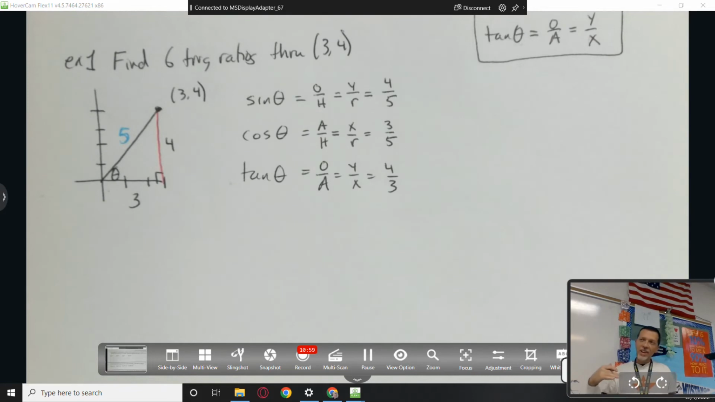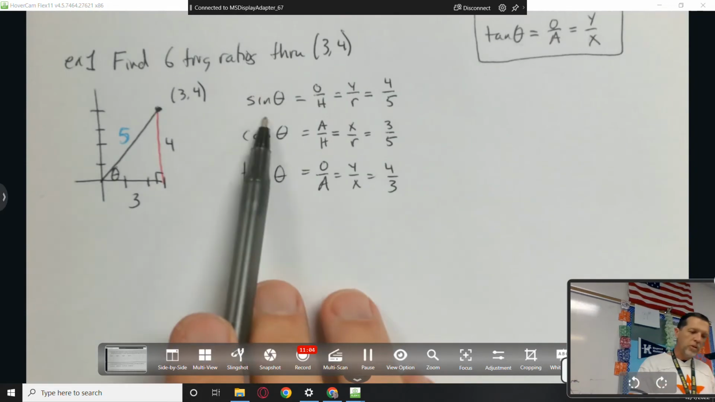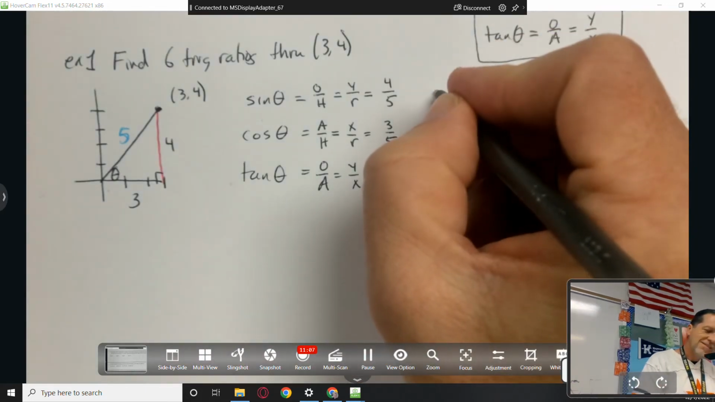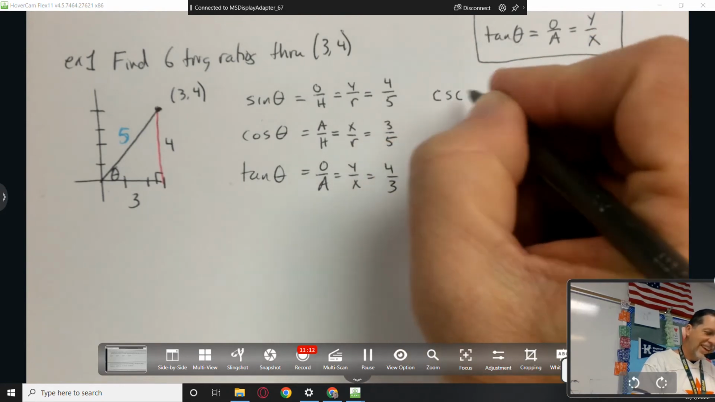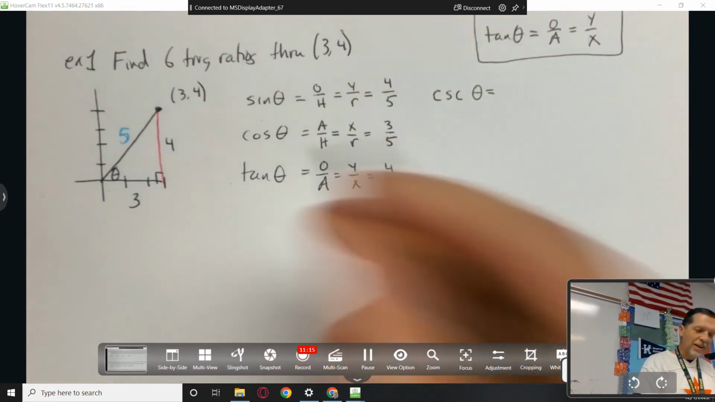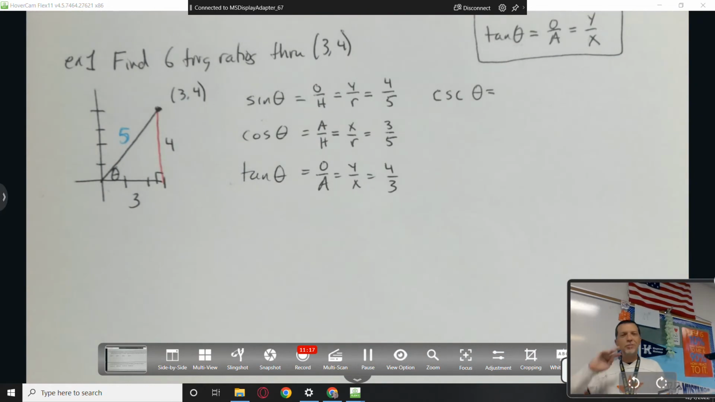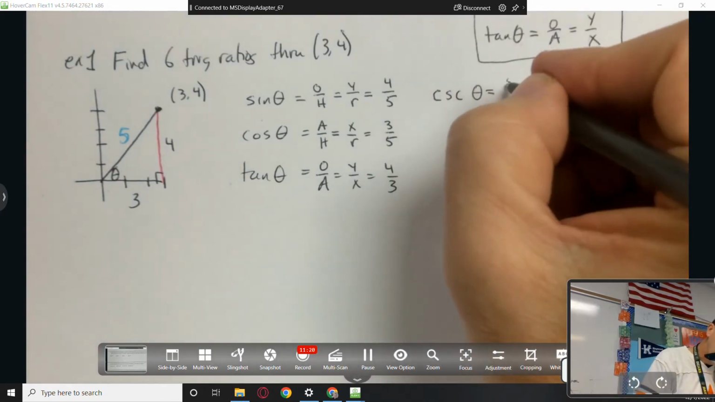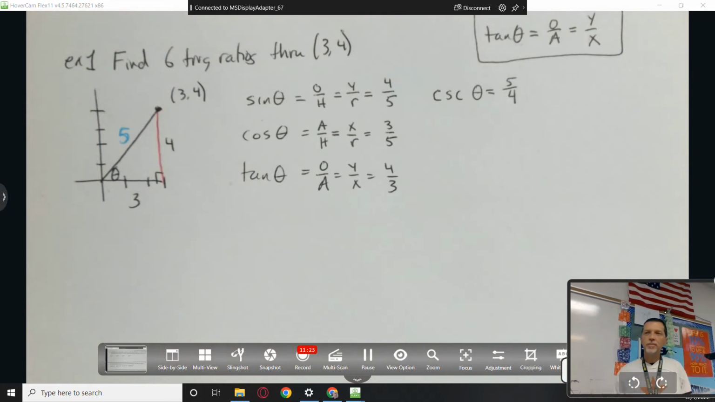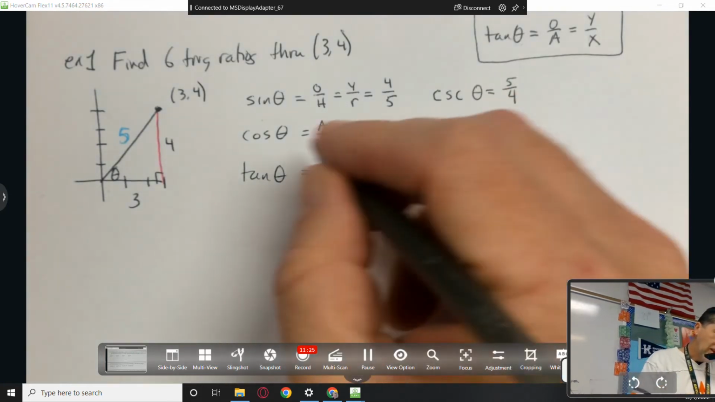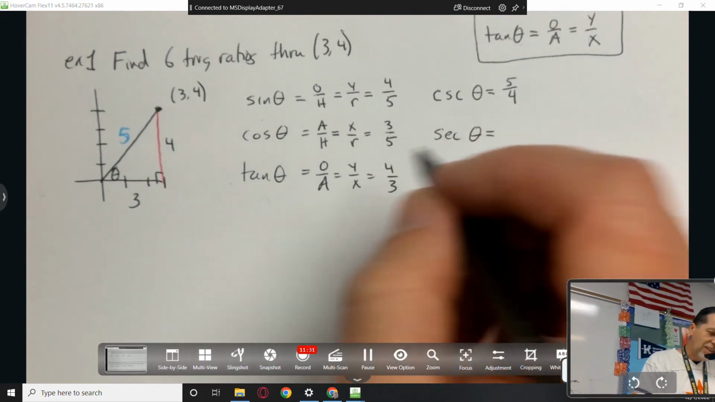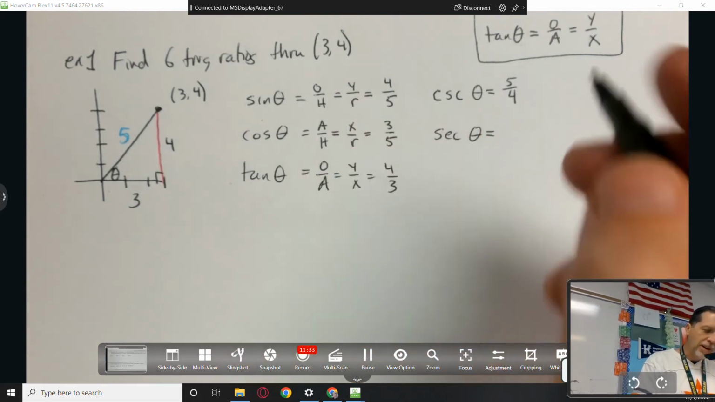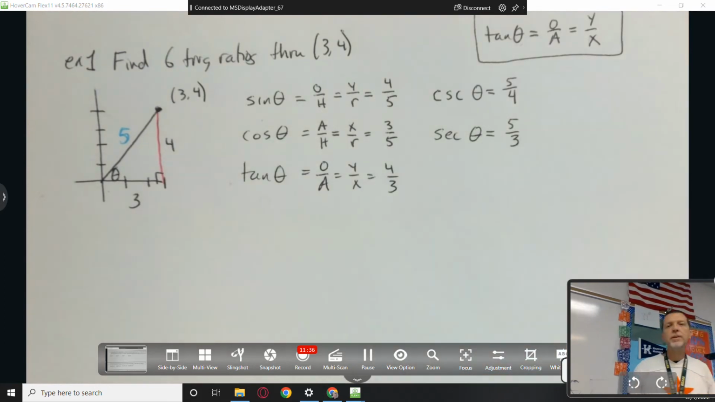And then the other 3, again, you don't memorize those ratios at all. You just know who the partners are. So who is partners with sine? Not the one that starts with an S, CSC, cosecant. And then I'm not worried about x's, r's, opposites, adjacent. I'm just flipping sine. 5/4. I don't even have to think about it. Cosine goes with secant. And same thing. I'm not worried about any of those letters. I'm just flipping cosine over.